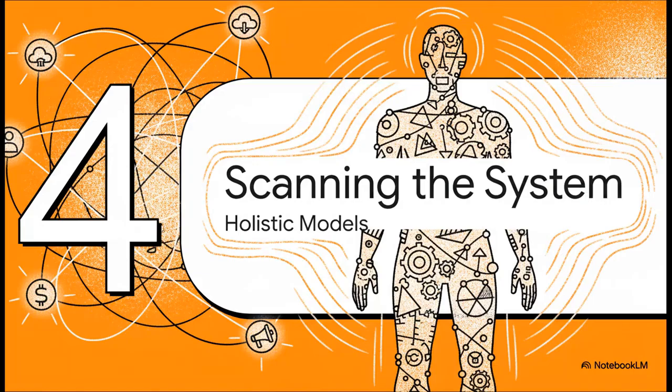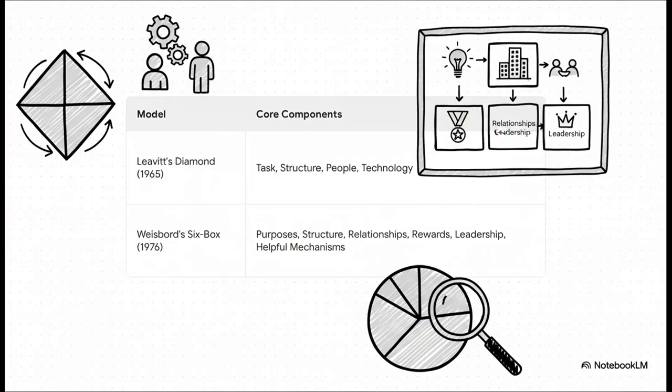Okay, time for the full body scan. Sometimes a problem isn't just about culture or about one single change. Sometimes it's systemic. The issue is woven into the very fabric of the organization. For these situations, you need a model that gives you a holistic view of how everything is connected. Two absolute classics for this are Leavitt's Diamond and Weisbord's 6-box model. Now, they each give you a slightly different map of the organization, but they both help you see the whole system at once. And more importantly, they help you find where the connections are broken.